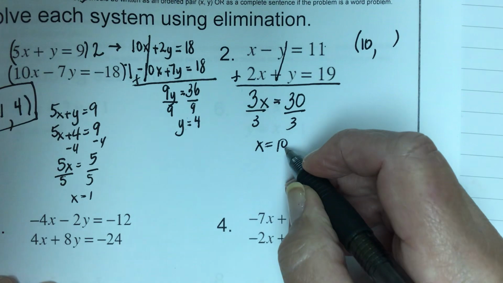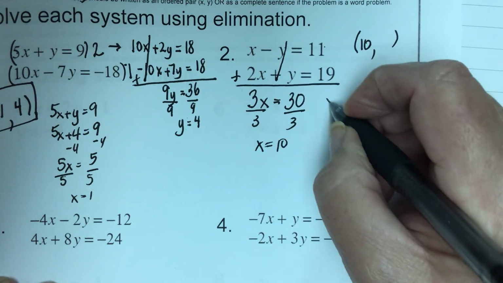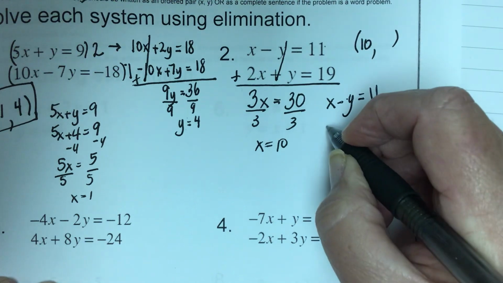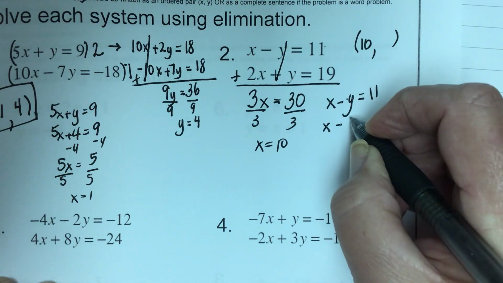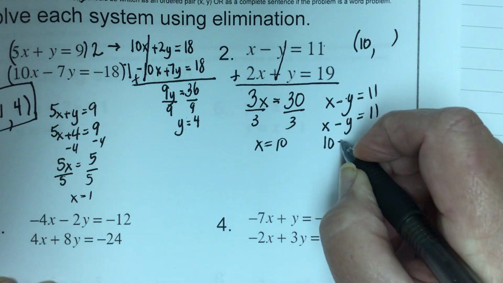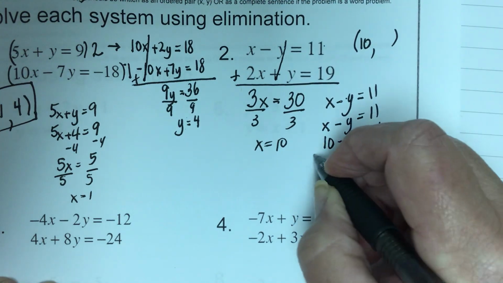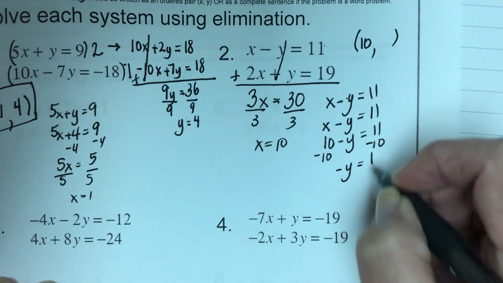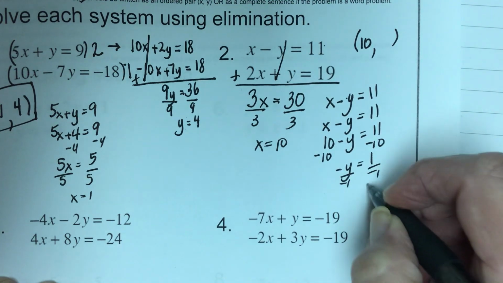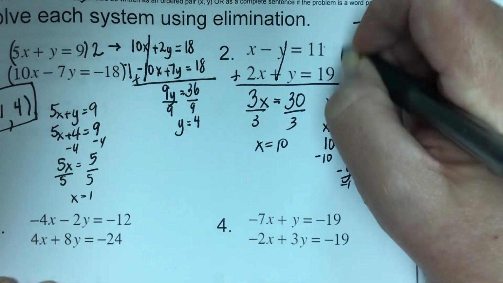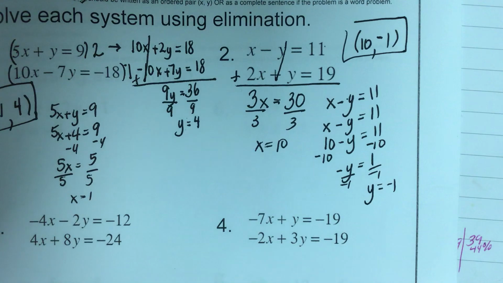And then to find y, I'm going to use that top equation, x minus y equals 11. See, I was about to do it. 10 minus y equals 11. Subtract 10, negative y equals 1. Divide by negative 1, y equals negative 1. So the answer to the second one is 10, negative 1.